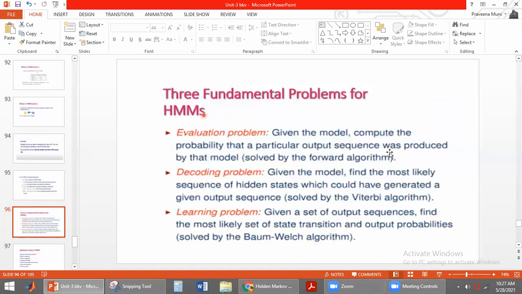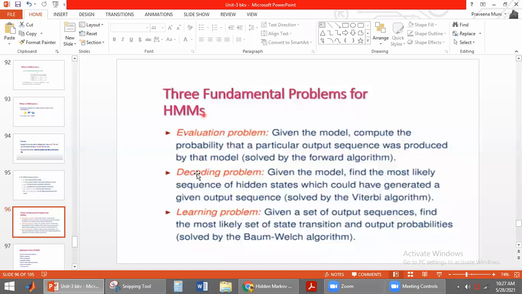Now let's see the three fundamental problems of the hidden Markov model. The first is the evaluation problem, then the decoding problem, and the learning problem. These are the three fundamental problems for the hidden Markov model.